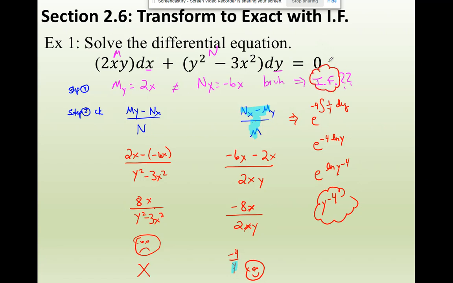Y to the negative 4 is my integrating factor. Woohoo! So step 1 and step 2 done. Might want to take a picture of this or something because I'm going to erase this. I'm going to go to step 3.